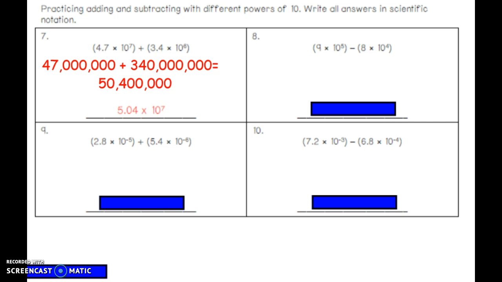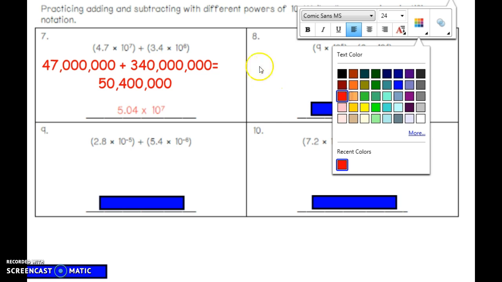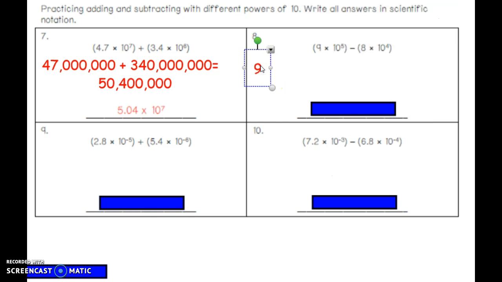In this example, again, we want to go ahead and write out what the numbers are in standard notation. 9 times 10 to the 5, since we have no other digits to move past, we do end up with 5 zeros. We'll put our comma in first this time. And this time we are subtracting 8 times 10 to the 4th, so that gives us 4 zeros. If you do that correctly, you're going to end up with 820,000.